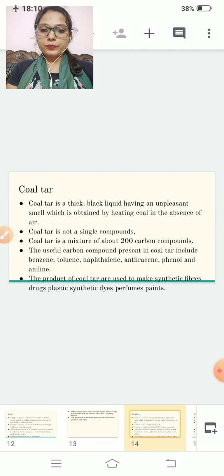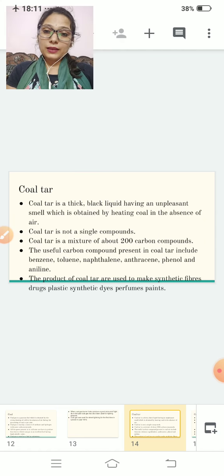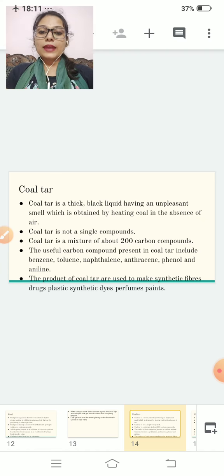Now coal tar. Coal tar is a thick black liquid having an unpleasant smell, which is obtained by heating coal in the absence of air. Coal tar is not a single compound; it is a mixture of about 200 carbon compounds. The main compounds present in coal tar are toluene, benzene, naphthalene and anthracene. The products of coal tar are used for making synthetic fiber, drugs, plastic, roads, etc. Clear?